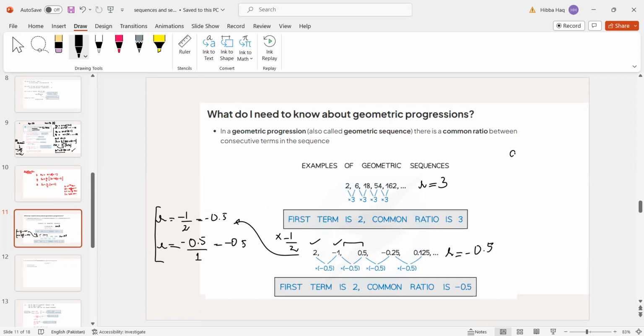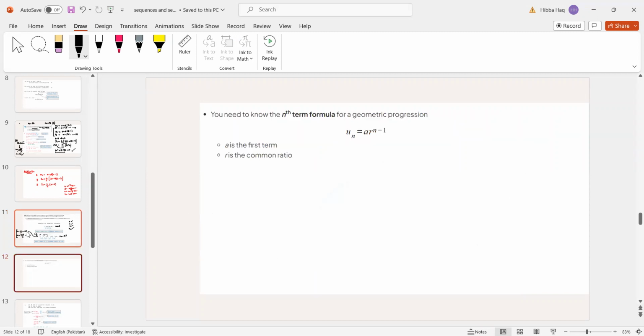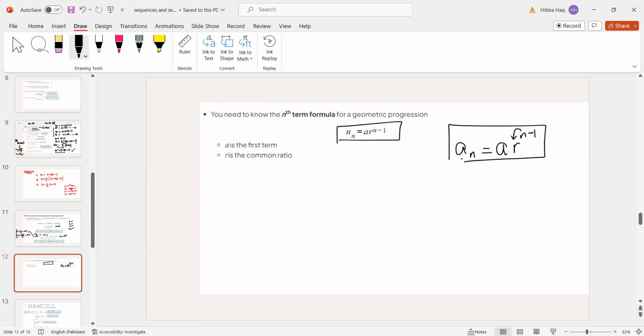Other than that, A remains the same. Now you have R instead of D, n remains the same, an remains the same. If I look at the formula for the terms of the geometric progression, that is basically this: an is equal to a r to the power of n minus 1. This n minus 1 is basically just applied on R. So this is your geometric term formula.